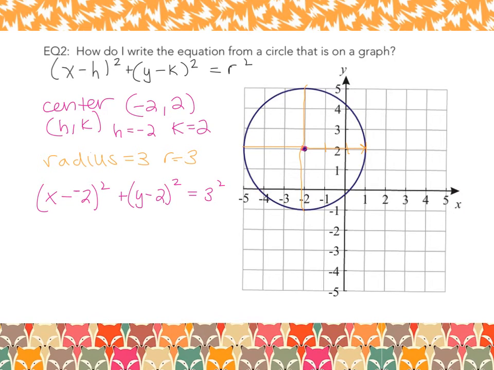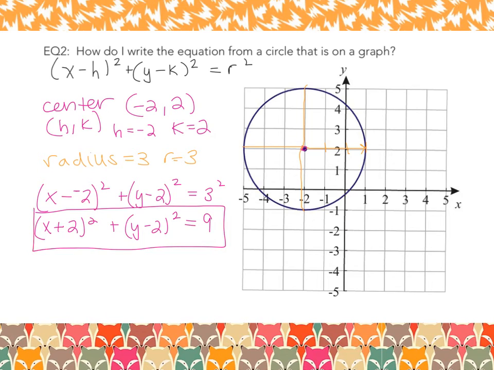Now we want to simplify that, and what I mean here is I don't really want minus negative 2. I'm going to change this to x plus positive 2 squared, because remember, subtracting a negative is the same as adding a positive. So we have x plus 2 squared. We don't need to change anything in our y, so y minus 2 squared equals 3 squared, which is 9. So this is our final answer here for our equation.